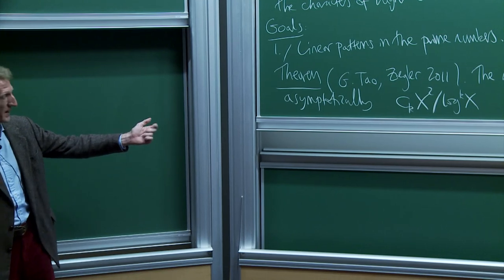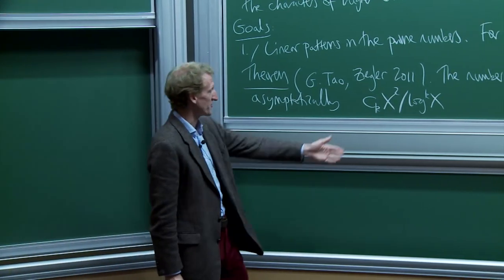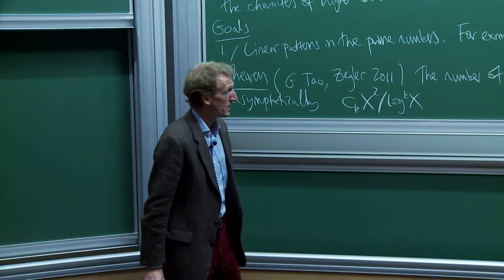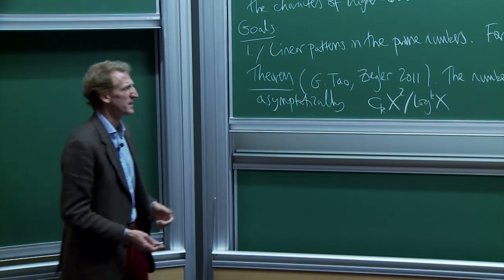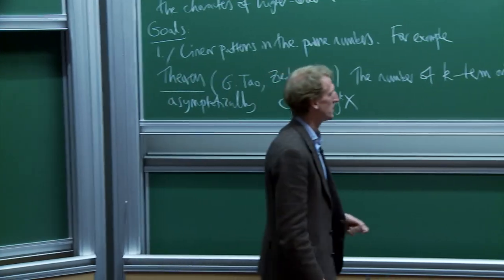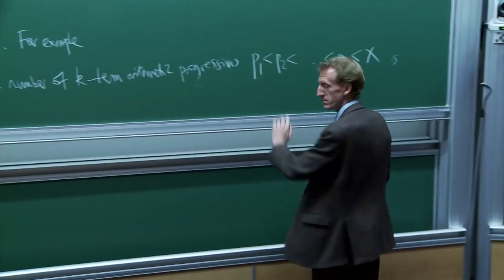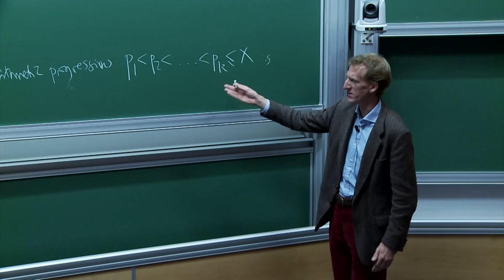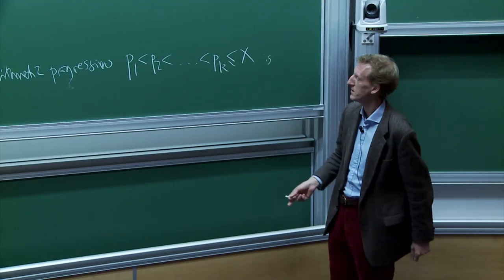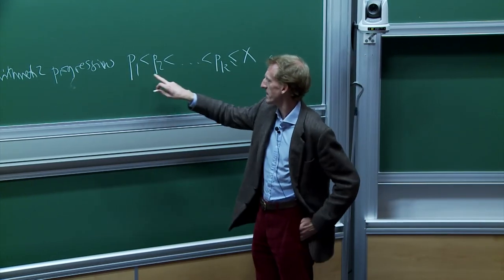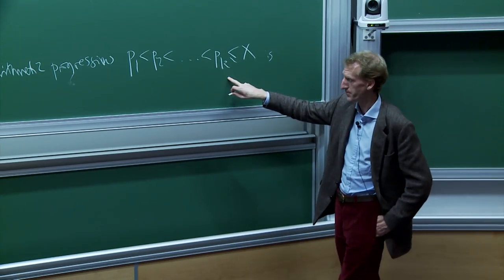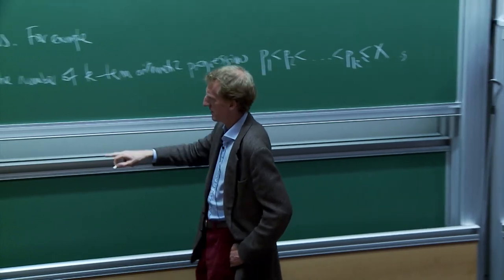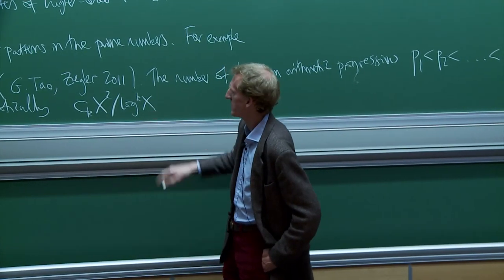Maybe I'll just pause to explain why that's a natural answer. The number of arithmetic progressions of integers less than x is essentially x squared. You can choose the first term in x ways and then the common difference in something like x ways. And then the probability that a given number is prime is 1 over log x by the prime number theorem. So somehow this term here is not terribly surprising.